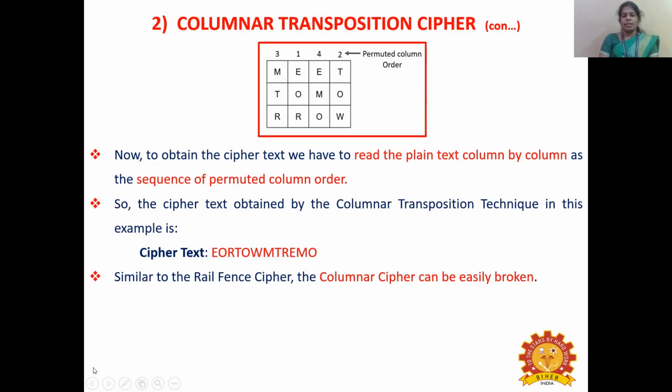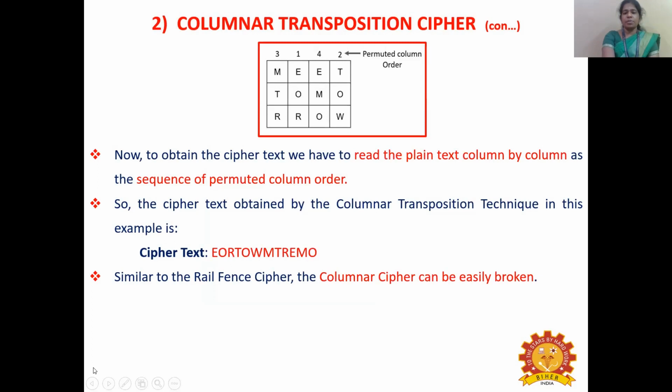Now to obtain the ciphertext, we have to read the plain text column by column as the sequence of the permuted column order. So it's your wish. You can give any order. I have given here 3, 1, 4, 2. So this is my permuted column order, 3, 1, 4, 2. We have to write the plain text into a ciphertext column by column according to the permuted column order. Otherwise, order means 1, 2, 3, 4, and we would go as a sequence only.